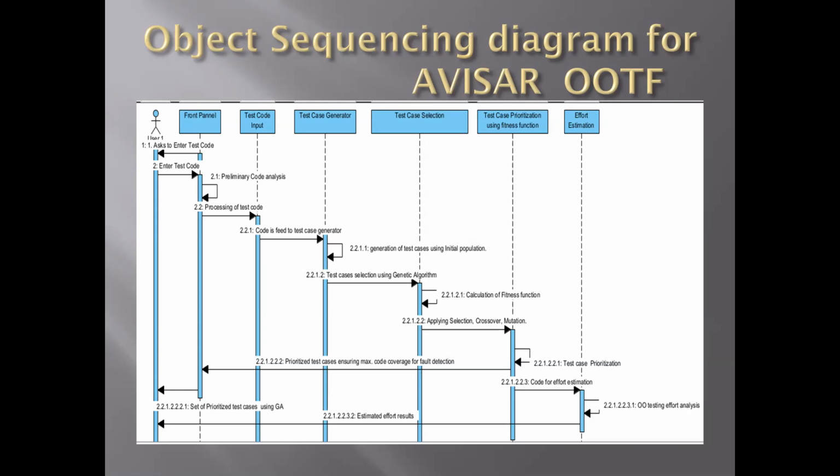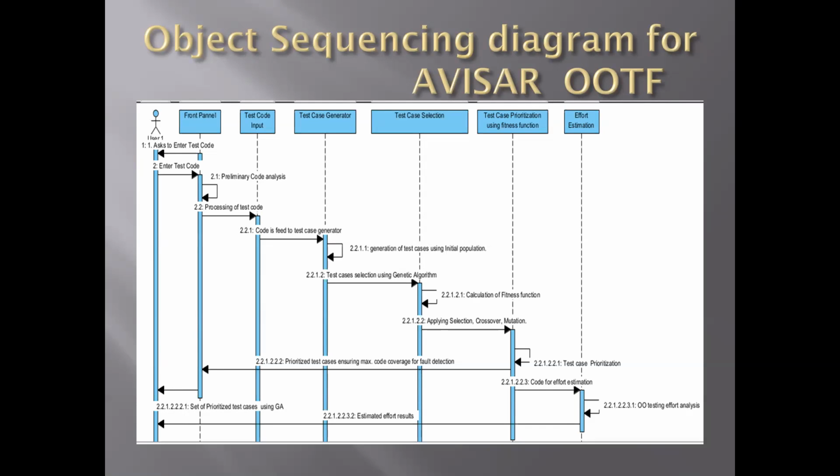After that, the test code input goes to the preliminary code analysis, which is the processing of the test code. Then the code is fed to the test case generator, which goes to test case selection using a genetic algorithm. Test case selection applies selection, crossover and mutation, and gives the result of prioritized test cases, ensuring maximum code coverage for fault detection. Test case prioritization using a fitness function then leads to test case prioritization.